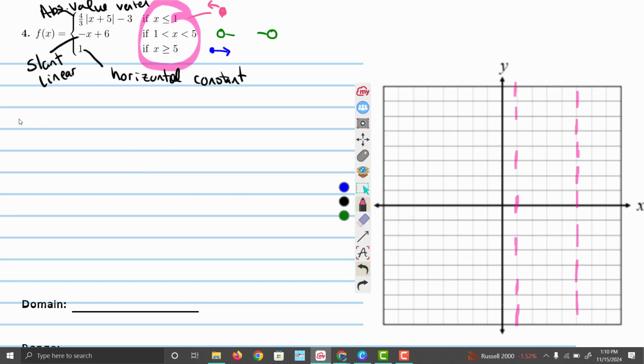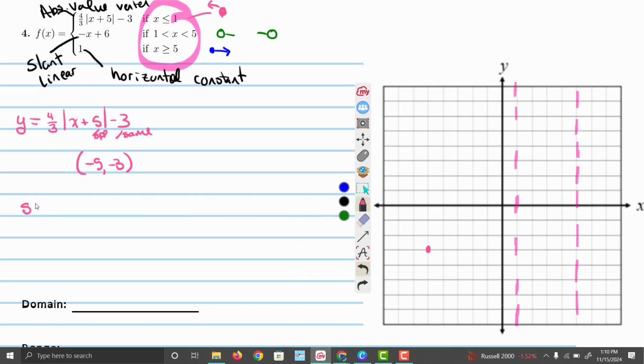So start with the absolute value. y equals 4/3 times the absolute value of x plus 5, minus 3. So I find the vertex by doing opposite, same. And so my vertex is at -5, -3. So I'm going to come over here to -5, go down to -3, put my dot.